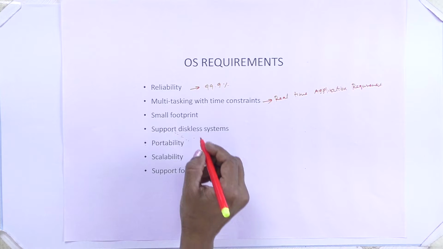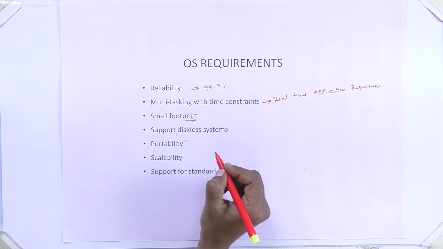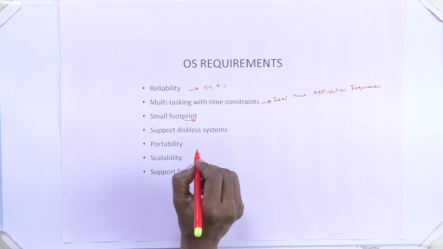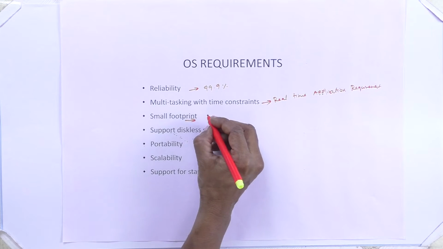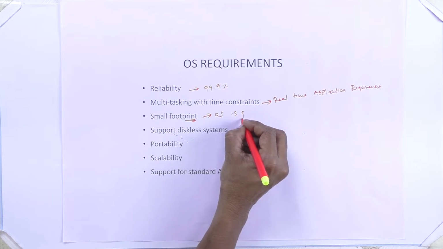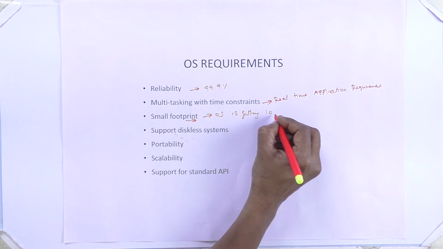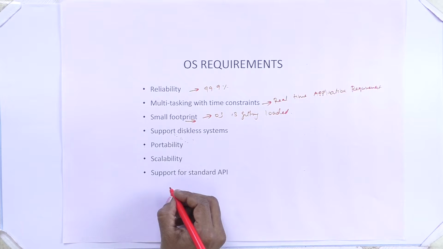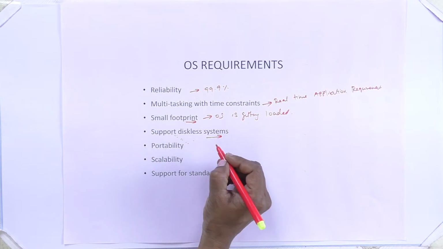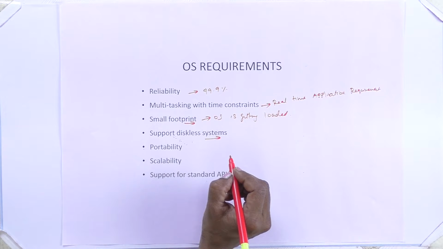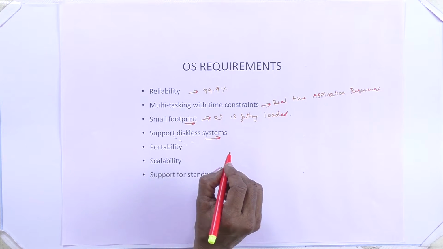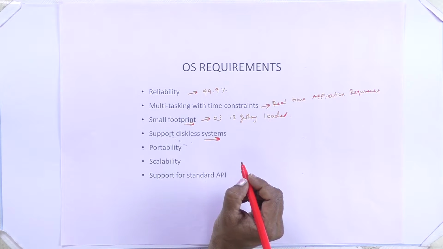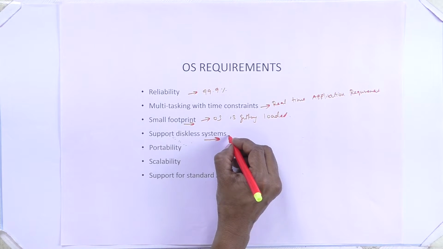And the OS should have a small footprint. Since the embedded system does not have any secondary storage, the memory is very small. So it is the place of memory where the OS is getting loaded, so it should be small. Embedded system does not have any secondary storage or a CD-ROM, any accessories. So it should support diskless systems, in the fashion that it has only flash memory.